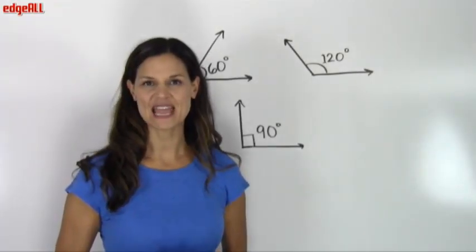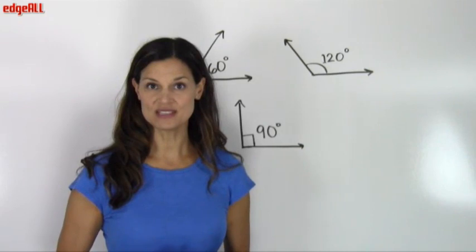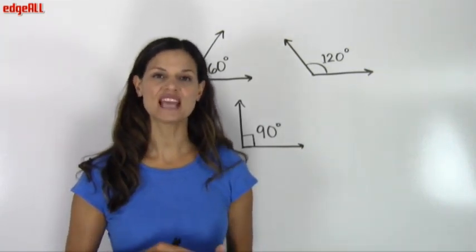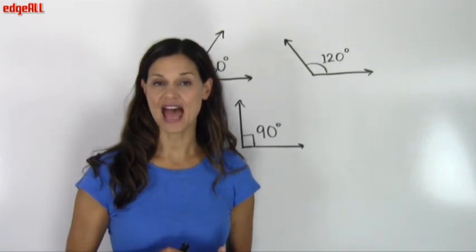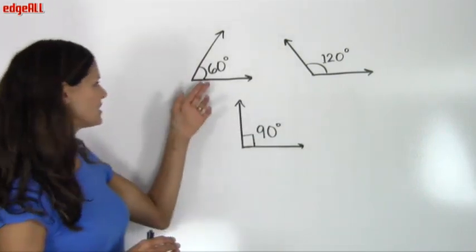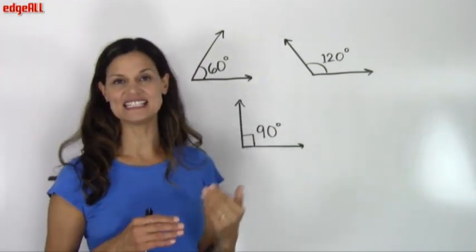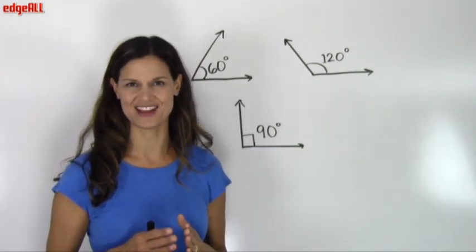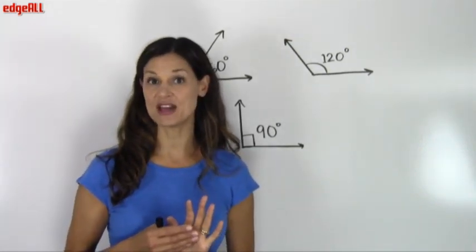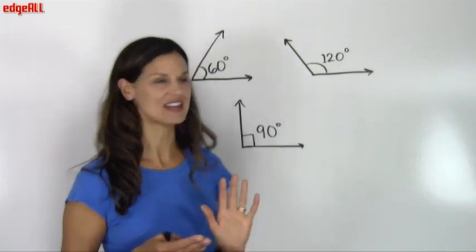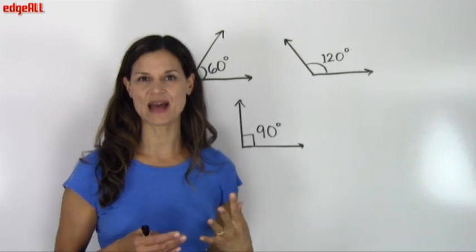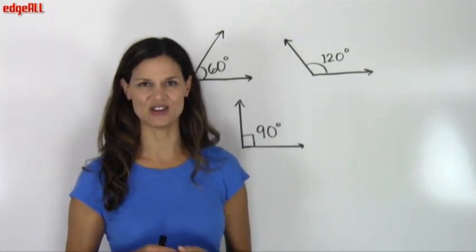There are 3 types of angles: acute, obtuse, and right. An acute angle is an angle that has a degree measurement less than 90 degrees. So a 60 degree angle is an example of an acute angle. An obtuse angle is an angle that has a measurement greater than 90 degrees. So a 120 degree angle would be an example of an obtuse angle.